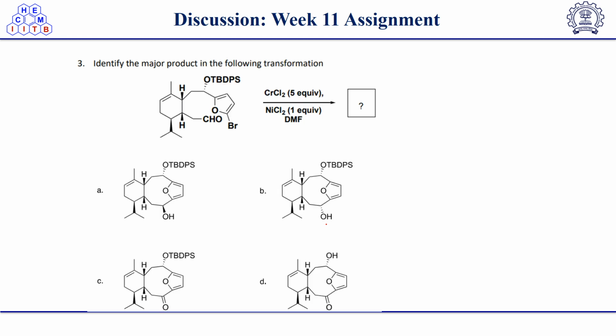Moving to the next question, identify the major product in the following transformation. So this particular compound is treated with chromium chloride and nickel chloride in DMF. What will be the major product out of the four options given here?